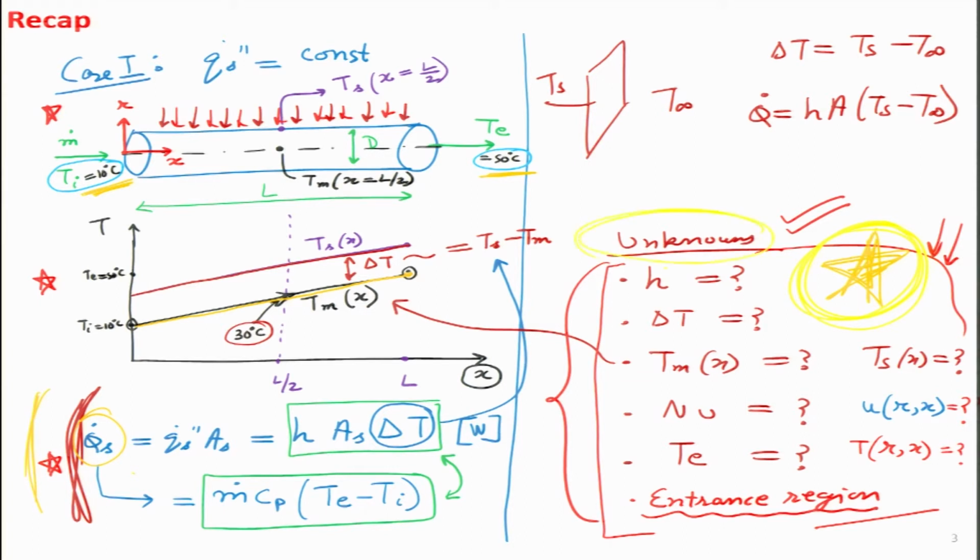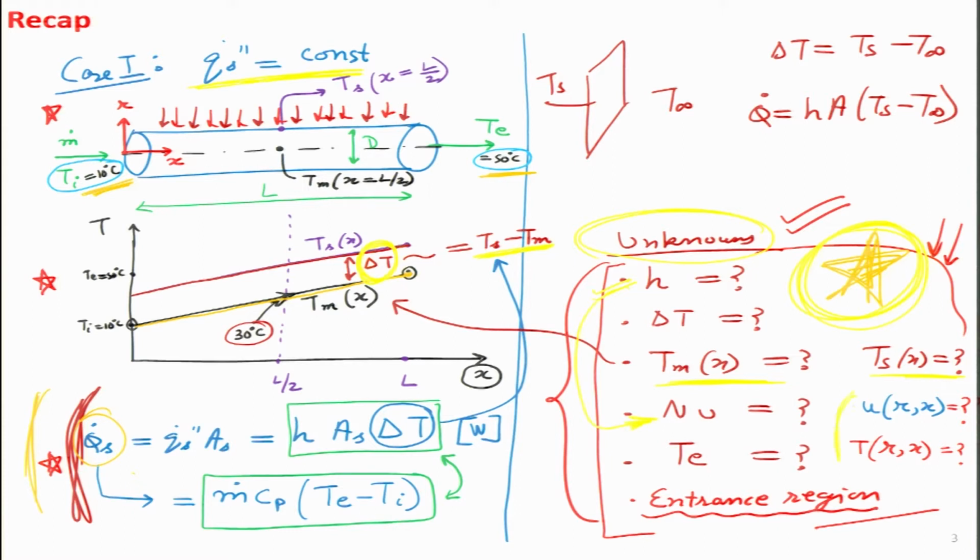For example, for case 1, which is shown over here, for constant heat flux, we want to find the value of h. Is it a constant? Does it change with distance, with diameter? We want to find this delta T, that is, how much is the temperature difference between the surface temperature and the mean temperature of the fluid. We also want to figure out how the mean temperature actually changes with distance, and similarly how Ts varies with distance. And if we find the value of h, we will also find the Nusselt number.